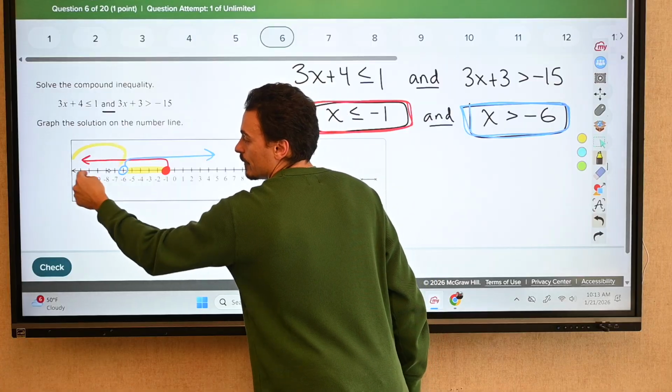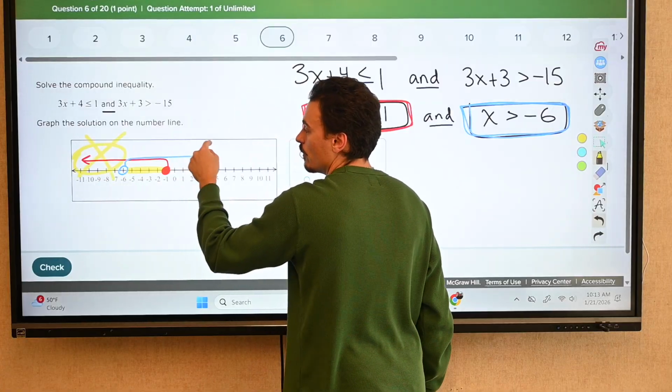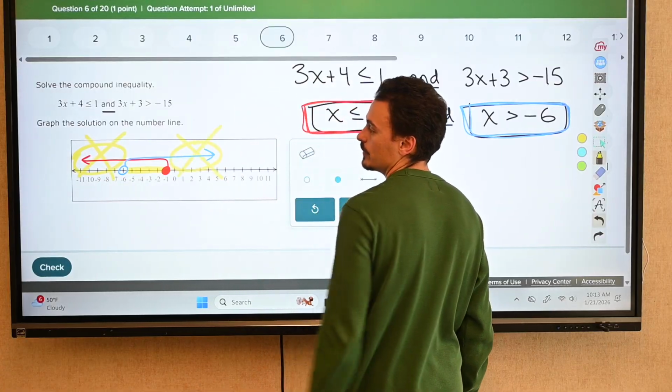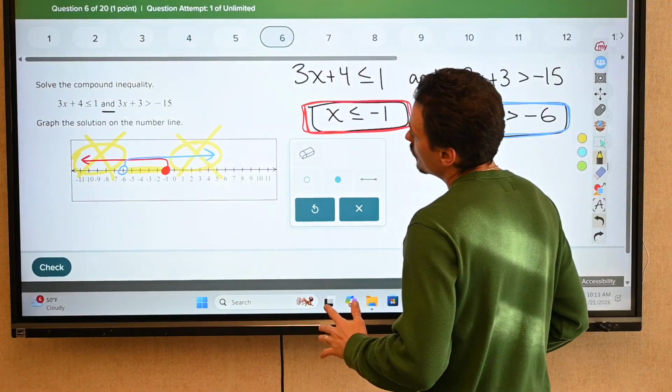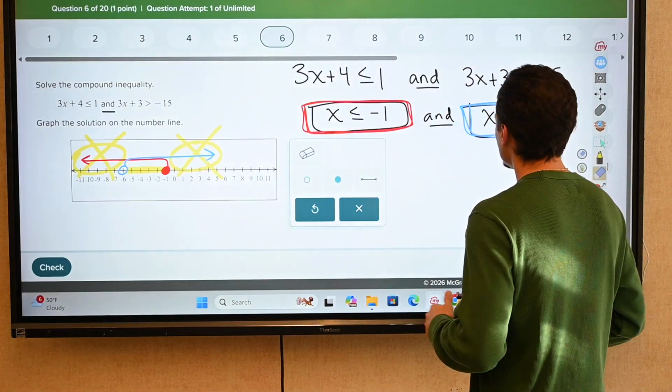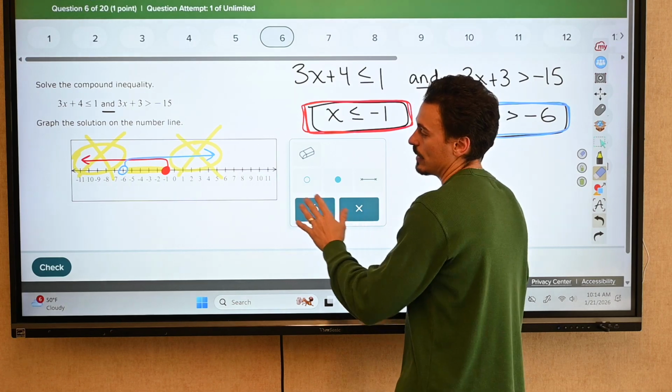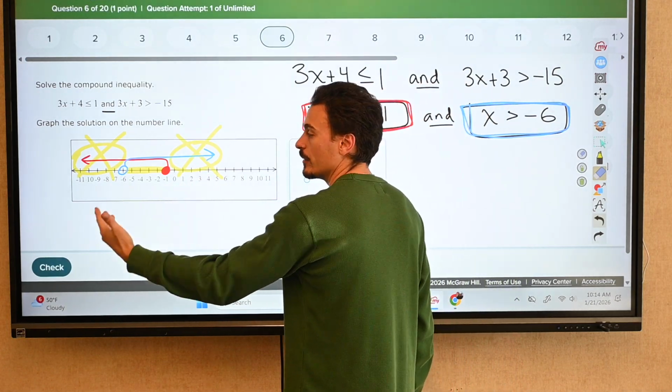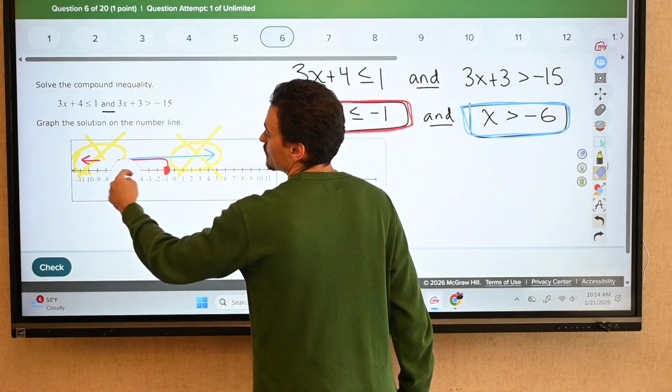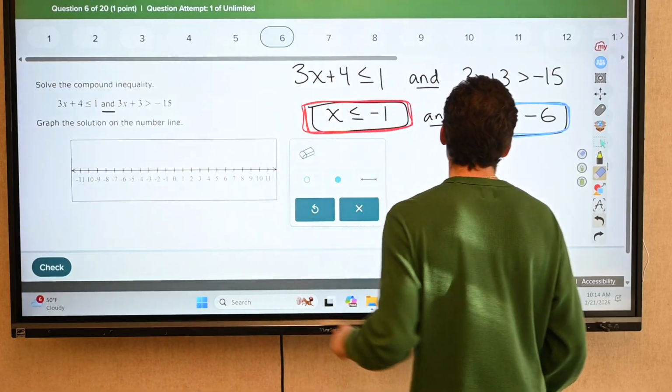So over here, it doesn't work. Over here, it doesn't work. So those actually go away. Okay. So how do we graph this on the graph? I'm going to get rid of this. So rewind it if you're confused. Rewind that and listen to my explanation. How do we graph it?